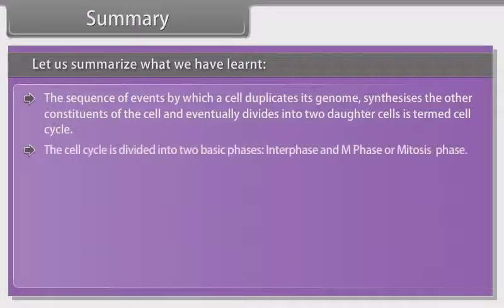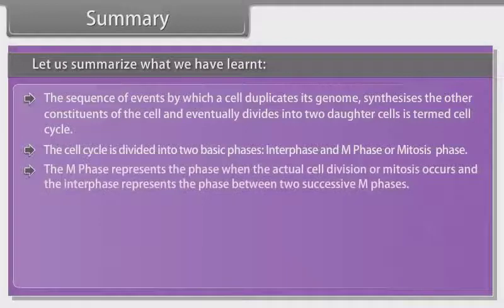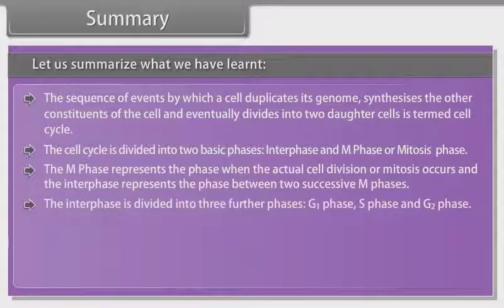The cell cycle is divided into two basic phases, interphase and M phase or mitosis phase. The M phase represents the phase when the actual cell division or mitosis occurs, and the interphase represents the phase between two successive M phases. The interphase is divided into three further phases: G1 phase, S phase, and G2 phase.